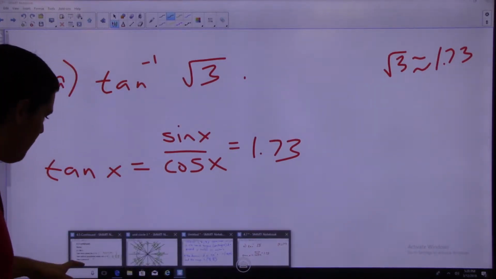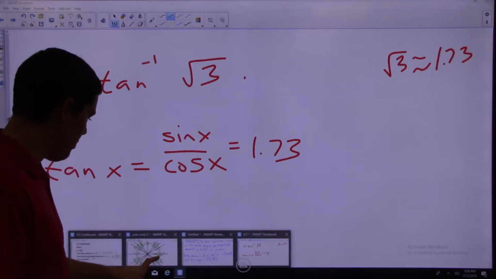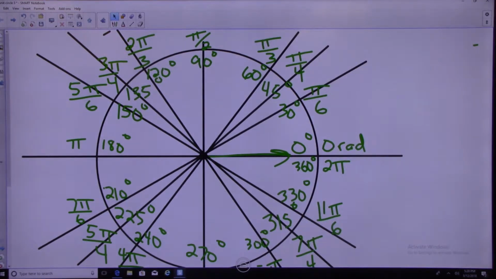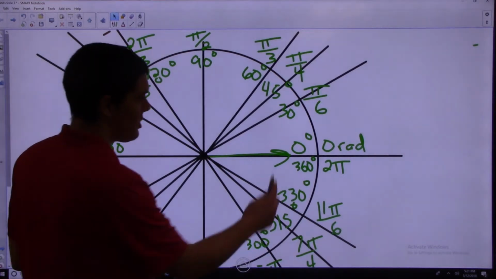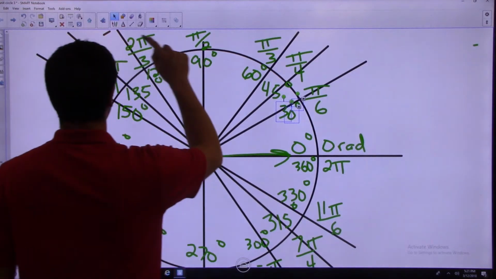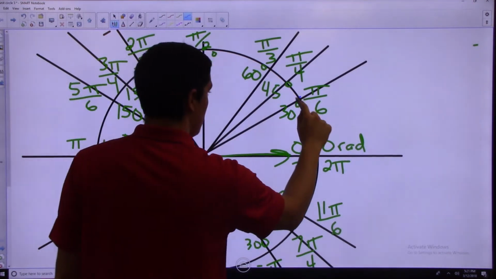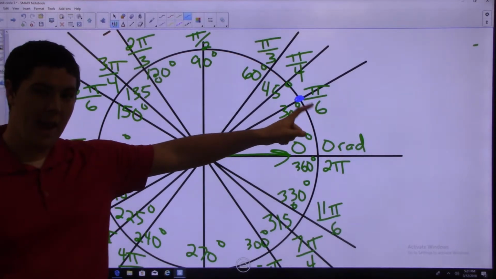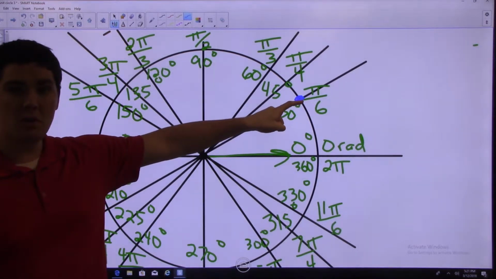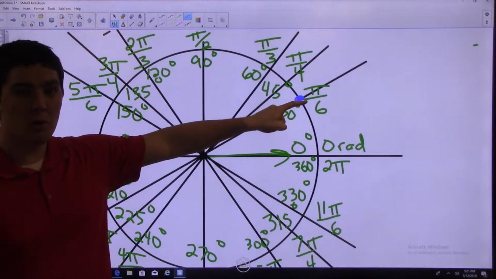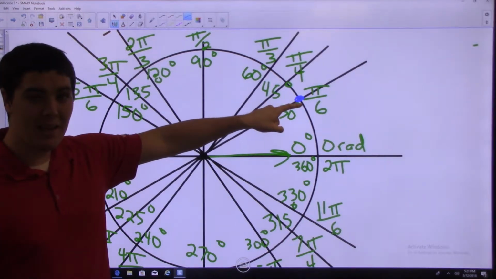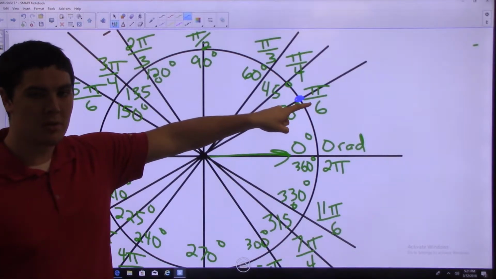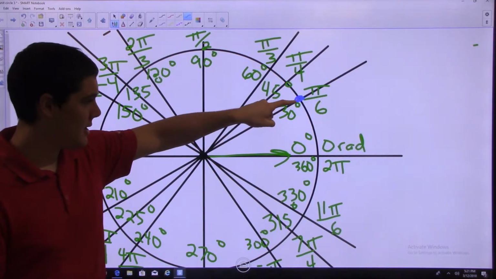So if we look at the unit circle here, where are our sine values bigger than our cosine values? Let me give you an example. Let's start with pi over 6. At pi over 6, what are our sine values? The answer is 1/2. At pi over 6, what are our cosine values? The answer is square root of 3 over 2. So this is not the angle we want, because sine is less than cosine.